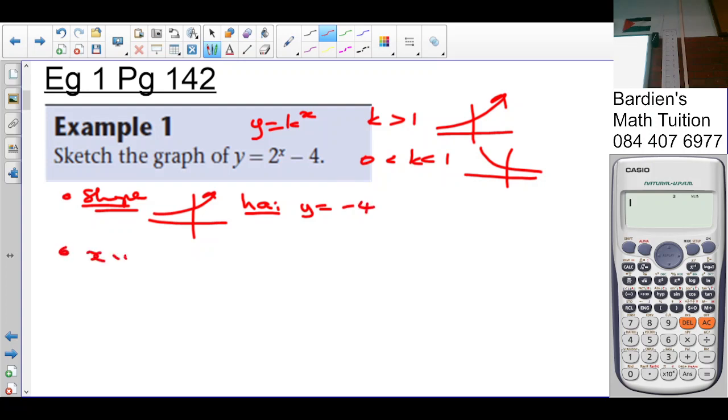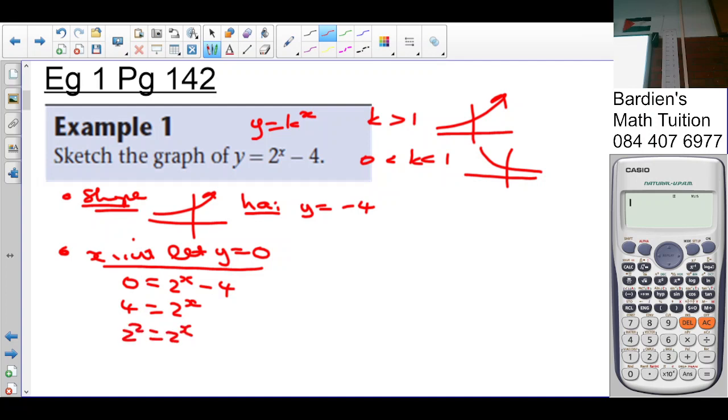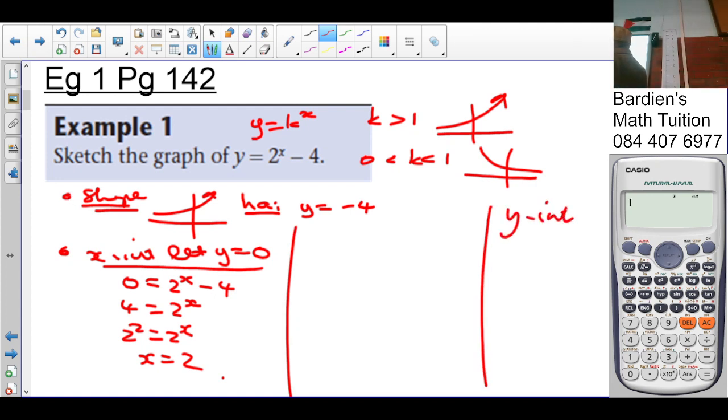Secondly, x-intercept. What do you do for x-intercept? Let y equal to 0. So 0 is equal to 2 to the x minus 4. Take it over the equal sign, so 4 is equal to 2 to the x. 4 can be written as 2 squared. So x is equal to 2. You all okay with that? Then we work out the y-intercept. What do you do for y-intercept? Let x equal to 0. So y is equal to 2 to the 0 minus 4, which is negative 3.